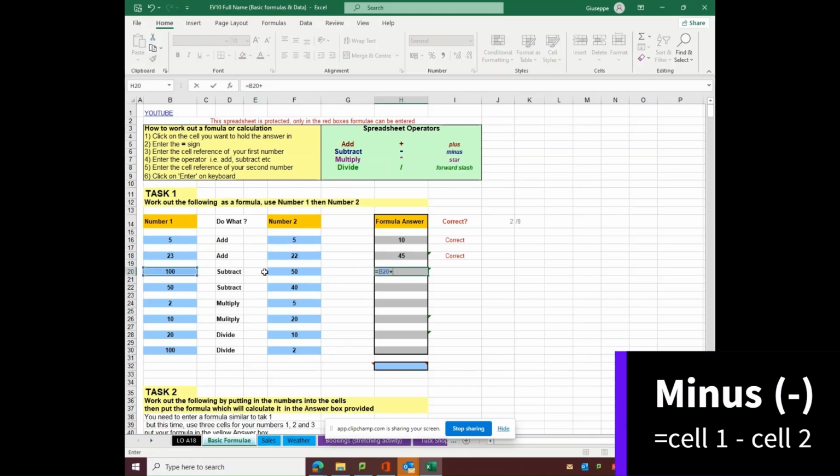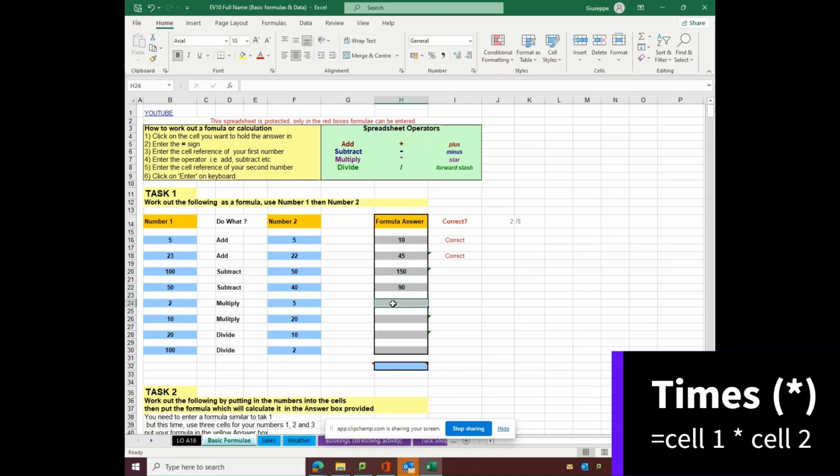For the next two rows, we will use minus. Equal, first blue cell, minus, second blue cell, enter. Now we will use times. Equal, first blue cell, times, second blue cell, enter. Again. Equal, first blue cell, times, second blue cell, enter.